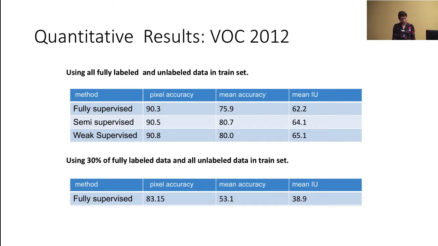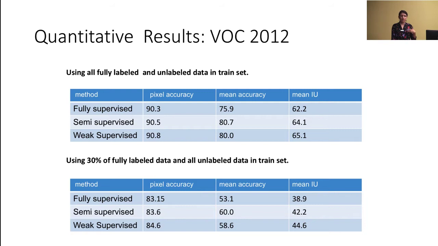The other experiment that we have done is if we use only 30% of the fully labeled data, which is only about 400 images that are fully labeled. Using the fully supervised method, we get 38, and using semi-supervised and weakly supervised, we can get better results, and the gap is higher when you have fewer fully labeled data.